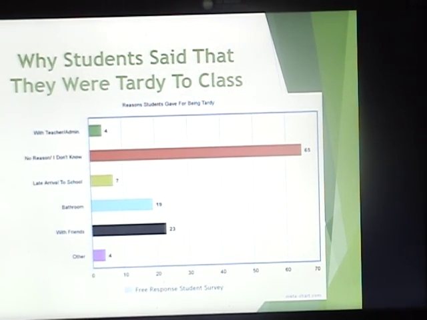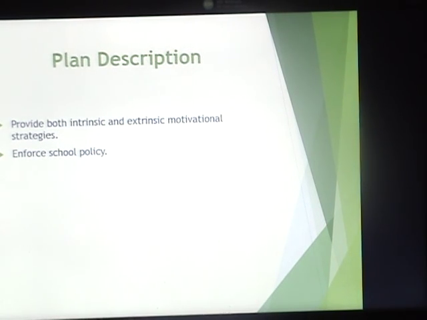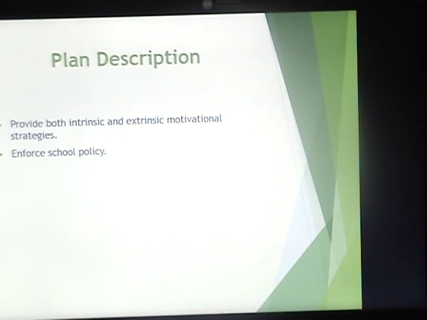65 said they had no reason at all, or they just didn't know. 7 was a late arrival to school. 19 were in the bathroom for whatever reason, and 23 were friends. The other category, with 4 students, was just various things not associated with those particular categories. Yeah, the kids will be honest. Most of the time they'll tell you exactly why they were late with no reservations. Right. Yeah, that's definitely our kids.